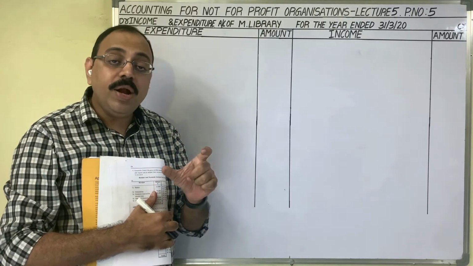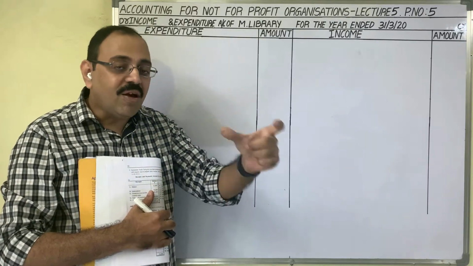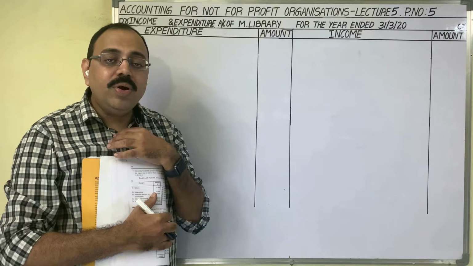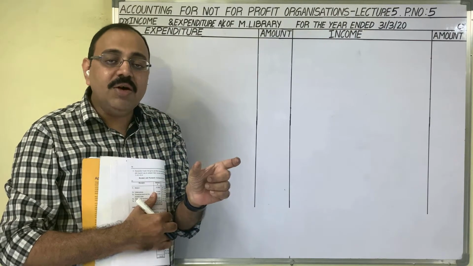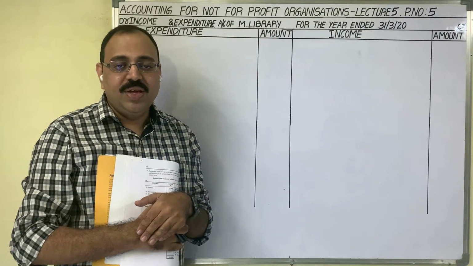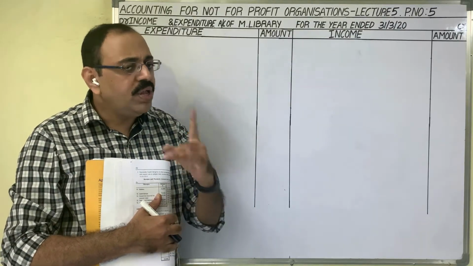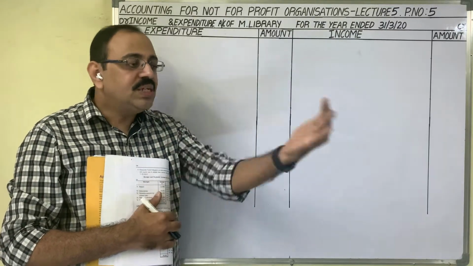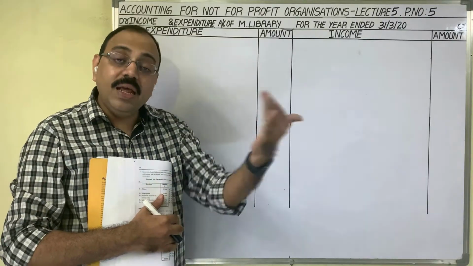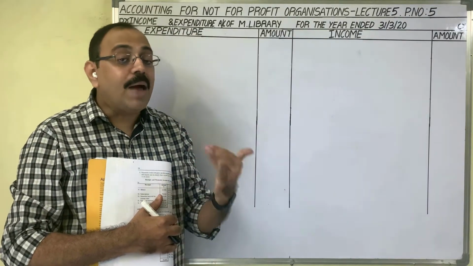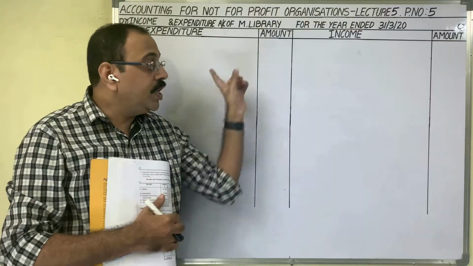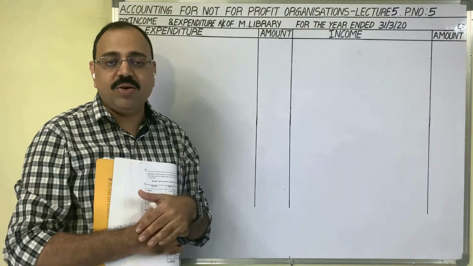So there is an argument regarding the accounting treatment of this income. Some accountants prefer to treat this income as capital income because one member is going to join only one time. So this is one-time income, rare income, therefore capital income. We should not consider it while preparing this account.